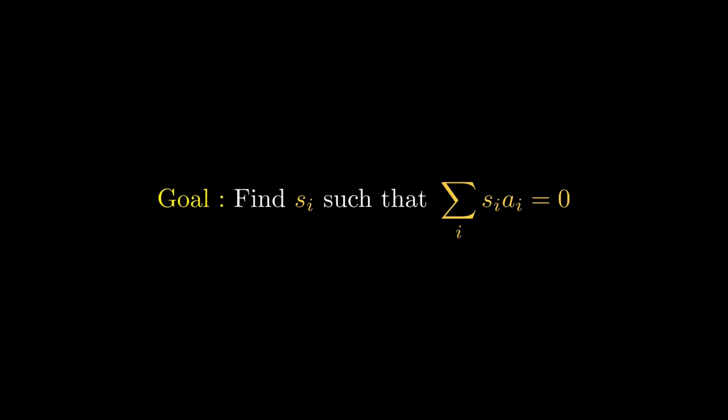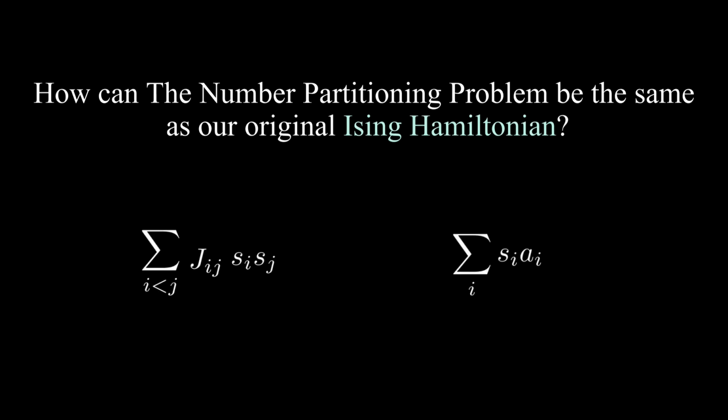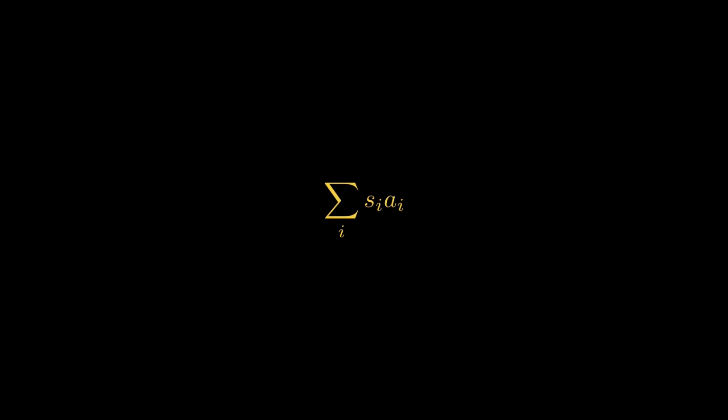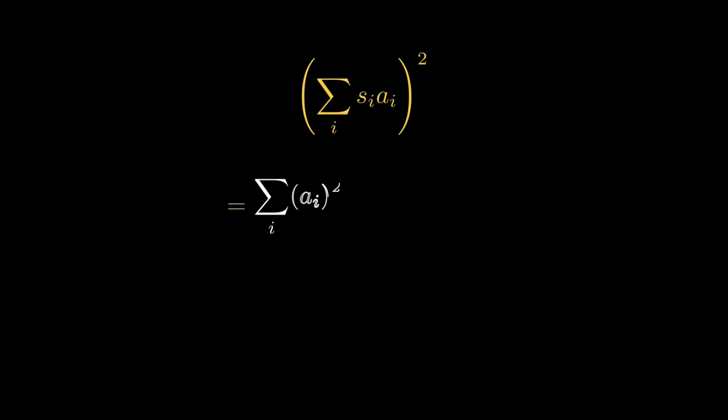But hold on, you should be a little skeptical here. Our original Ising Hamiltonian had pairs of spins Si times Sj, and those J tension values. This new formula only has single spins. How can this possibly be the same problem? Well, here's the final piece of the puzzle. Consider what happens if we take the entire sum and square it. If our goal is to make a number equal to 0, that's the same as trying to make its square as small as possible, right?